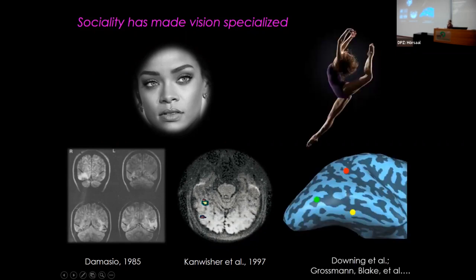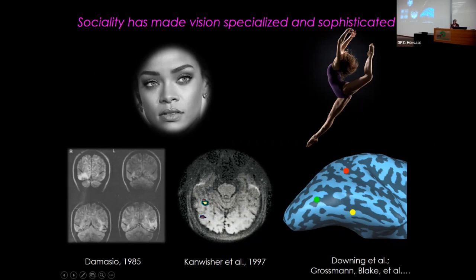In the following years, we discovered a number of other specialized areas in the visual cortex for stimuli such as bodies or biological motion, all stimuli with very high social value. So what I'm going to add to this literature is that sociality has not only made vision specialized, but also smarter, more sophisticated than we thought.